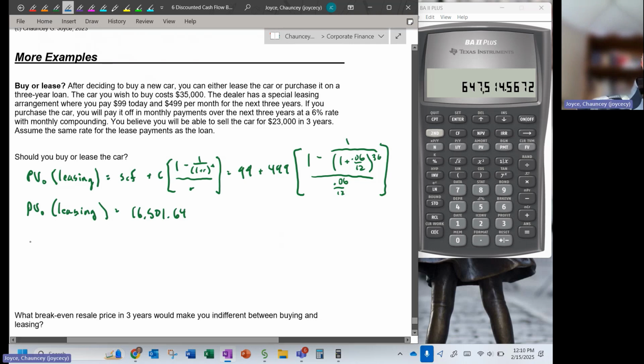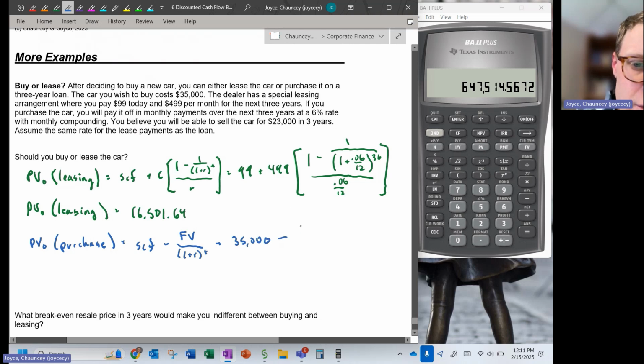And then the second case here, I'll set up the formula of the purchase. Present value today of the purchase is a single cash flow today of the car minus the future value of being able to sell it. So think of that as that reduces the cost of the car today because you get this cash flow later, 1 with R to the T. So the single cash flow is $35,000 cost today, but you get to sell it, so that'll reduce your cost if you think about it that way. 23,000 over 1 with R, so 1 with 6 over 12 to the 36. The present value today of the purchase.